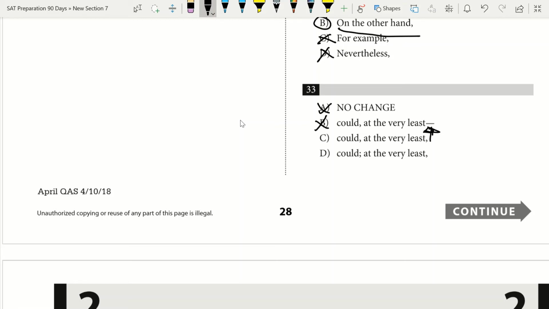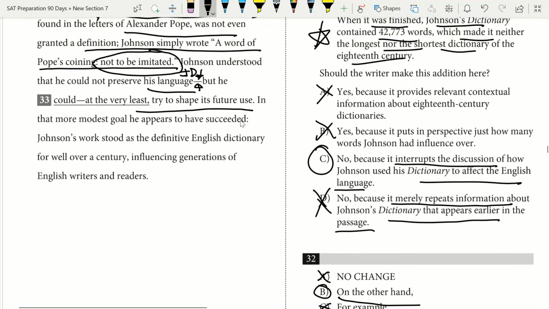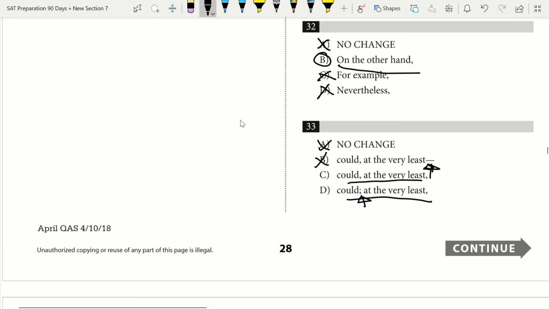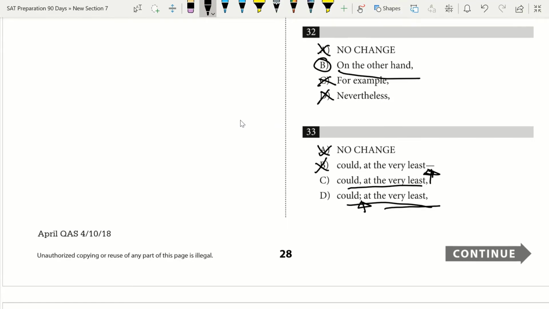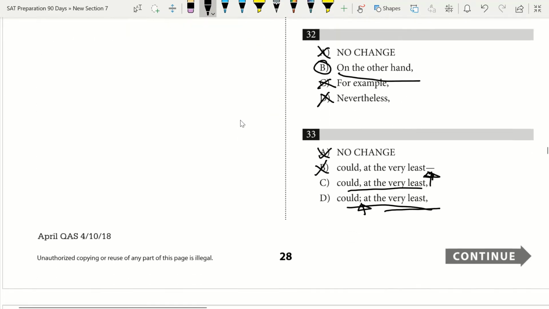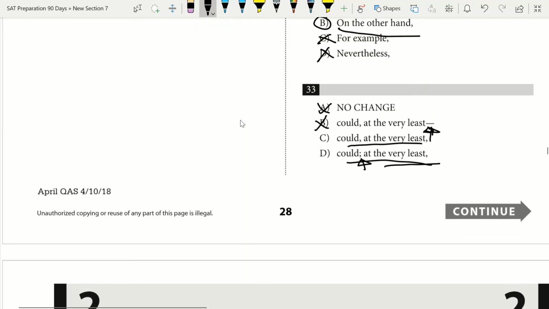All right, and this next choice would be C, could at the very least, versus D. Right away, I know something is wrong with D because I see I have a semicolon after could. We're not going to use a dash and then use a semicolon. Okay, we're not going to do a dash with something, then do a semicolon. And then after that as well, we'd have at the very least, try to shape its future use. And that's not a sentence on its own. It can't stand as a sentence on its own. It's not an independent clause. So we could get rid of D as well, because if we're going to use a semicolon, we would need to have an independent clause after it, and we don't. Okay, so our answer there is going to have to be C.